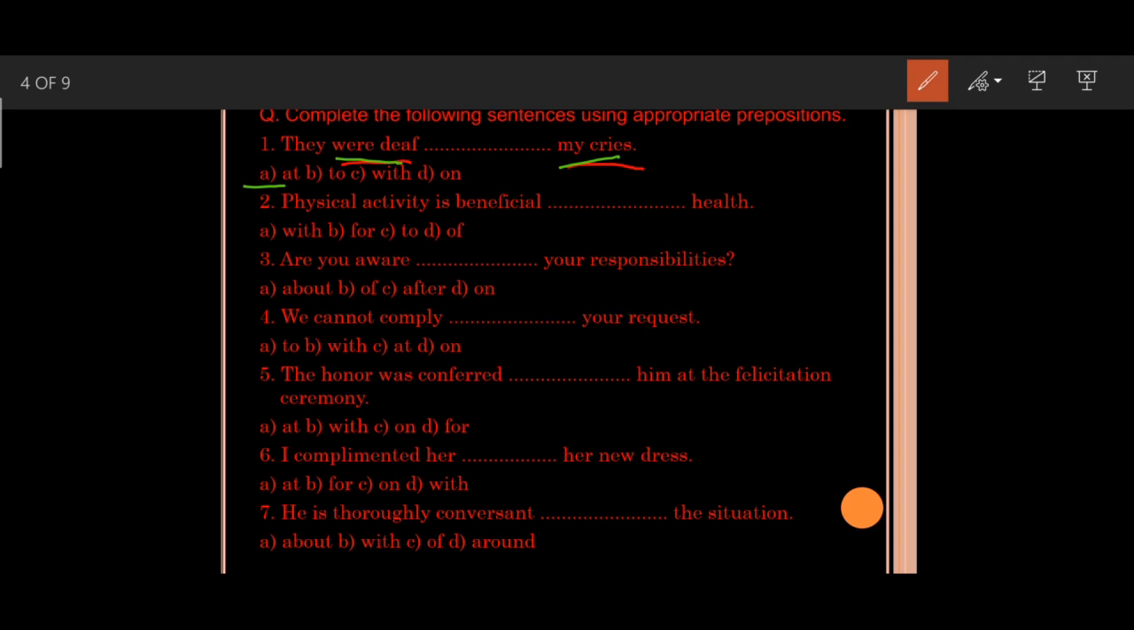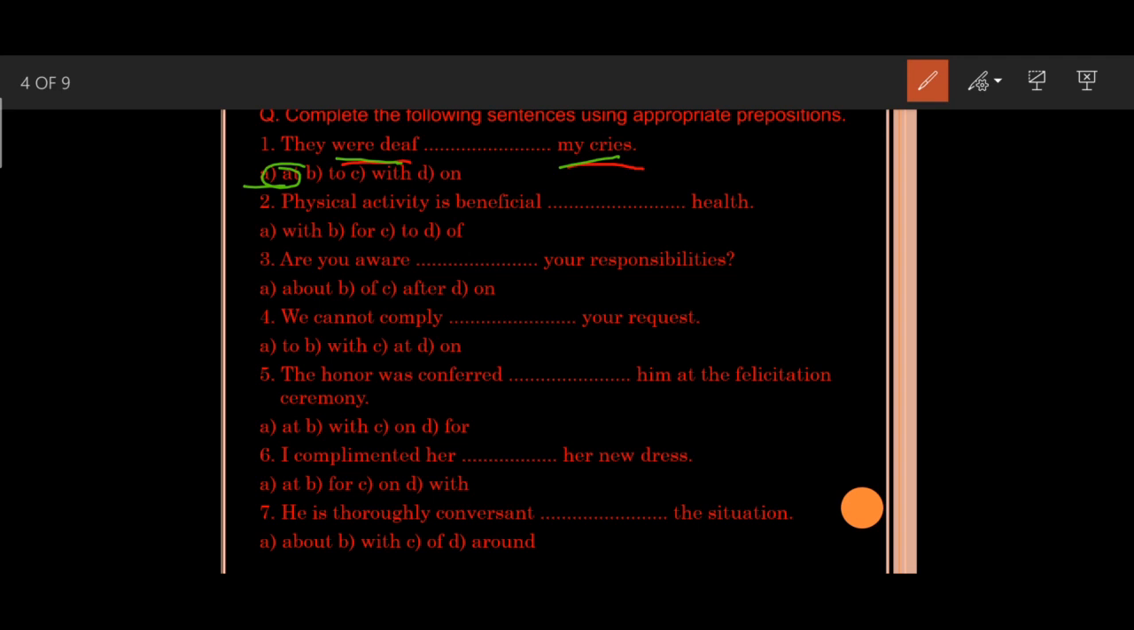They were deaf at my cries. At will be wrong. Why? Because deaf at my cries doesn't make any sense. Deaf means वो कुछ सुनने का, वो सुन ही नहीं रहे. That means at is used only when you can see things. At your smile, at your dress, at is used when you can see. But here cries is combined with deaf. That means वो जो cry, वो रो रही थी, उसको उन्होंने अनसुना कर दिया. That means even after listening to her cries, they seemed like they didn't listen to it, right?